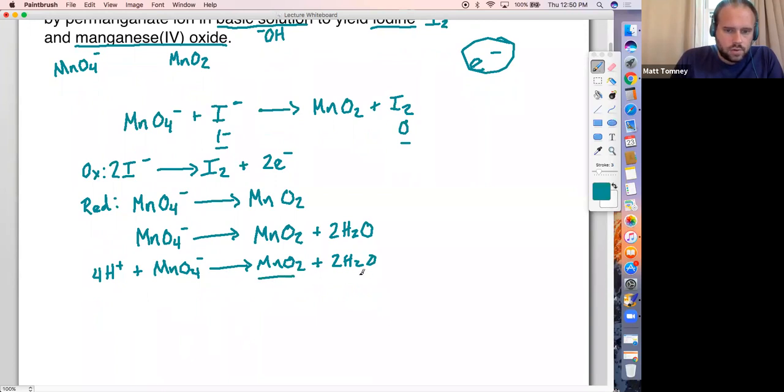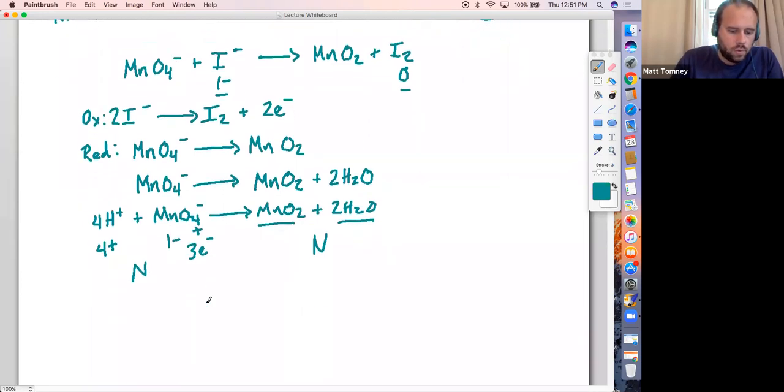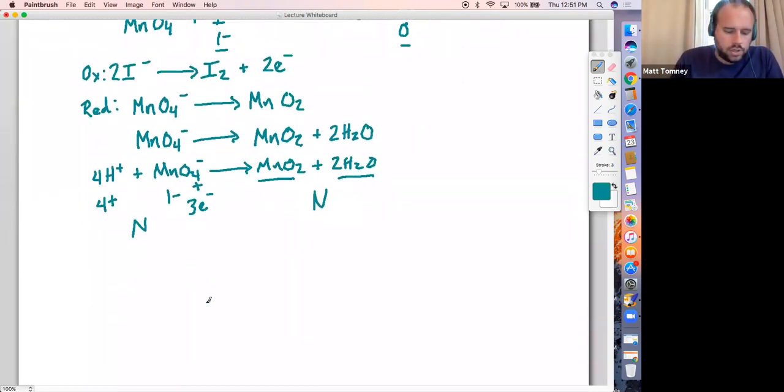Well, this is neutral, okay? But over here, I've got a total of 4 plus because of the hydrogens, and I've got 1 minus. So in order to make this neutral so that I have neutral over here and neutral over here, I need to bump up my negative charge by 3. So I go ahead and add 3 electrons there. Okay, so it'll be plus 3 electrons when I get to the net equation.